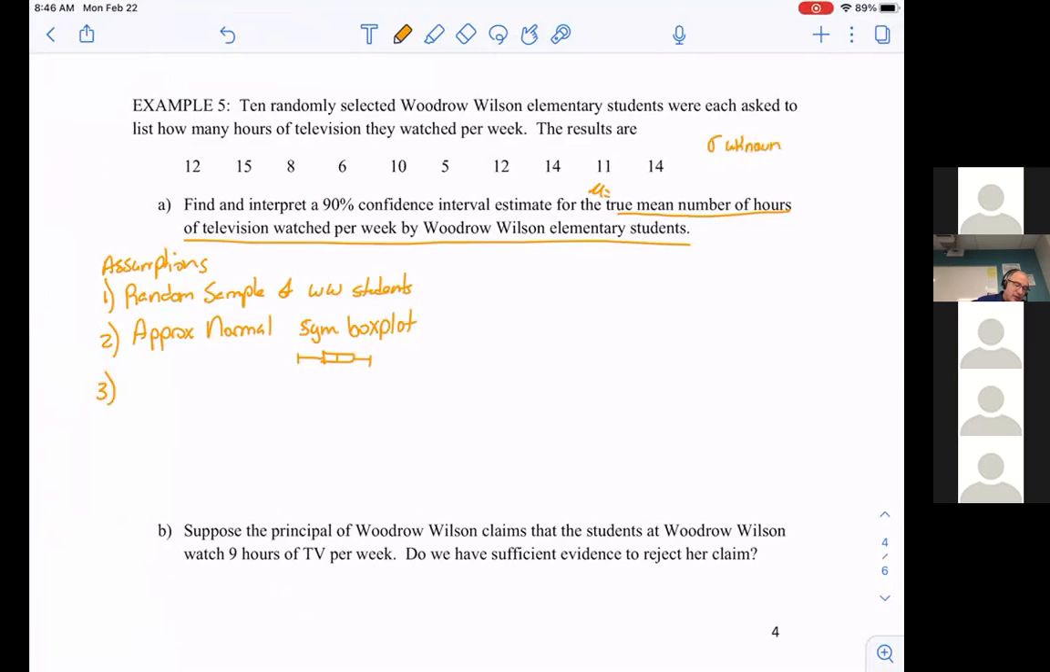Since my standard deviation is unknown, that means we're going to construct a t interval. And again, I wrote that now because that's my third assumption. I just don't like to put it in with my assumptions. And then lastly, we have independent. And I'll assume there's more than 100 Woodrow Wilson students.